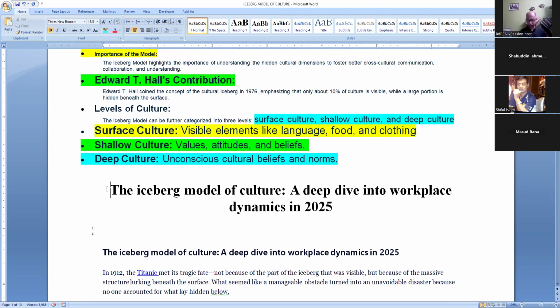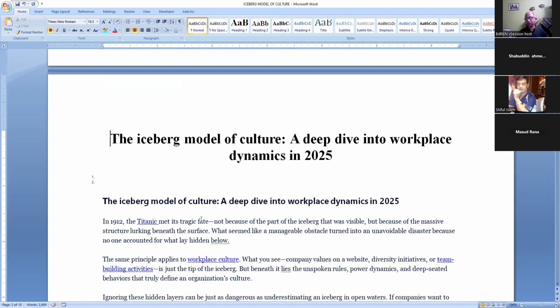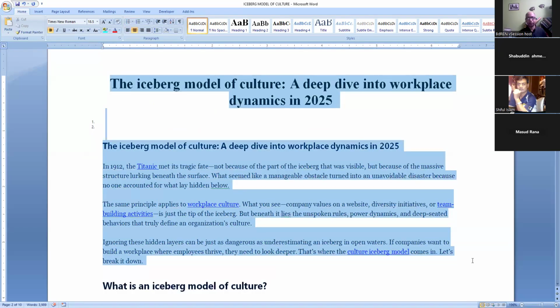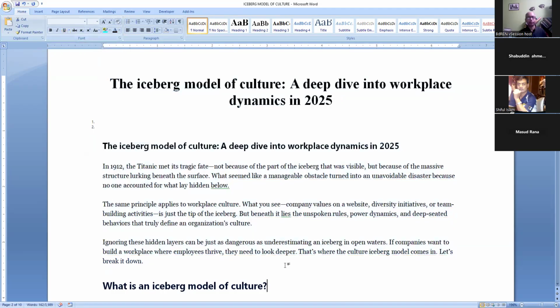I think you have got the points. The iceberg model of culture. Now look at this screen. Just think of this text. The iceberg model of culture: a deep dive, meaning sinking, into workplace dynamics in 2025. This is the title.